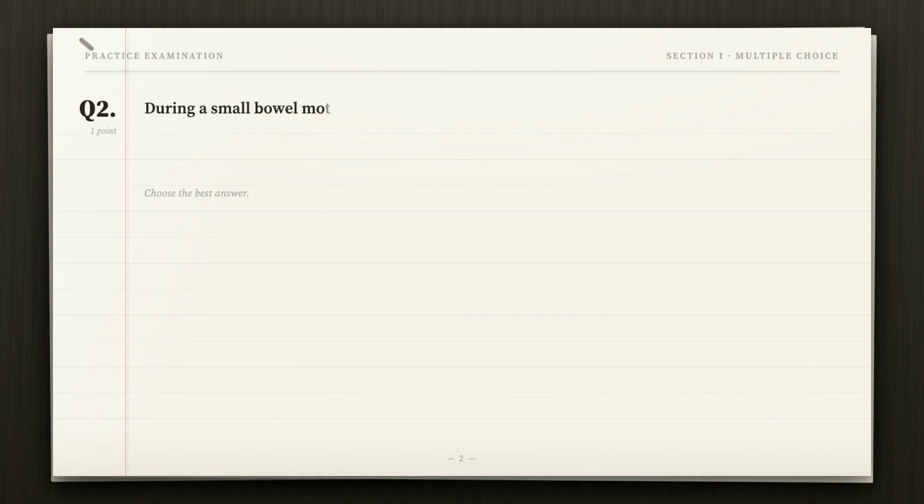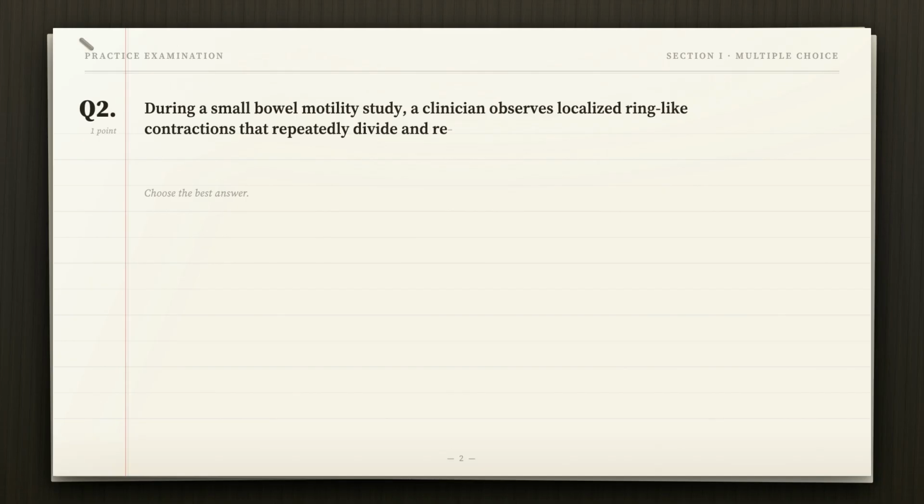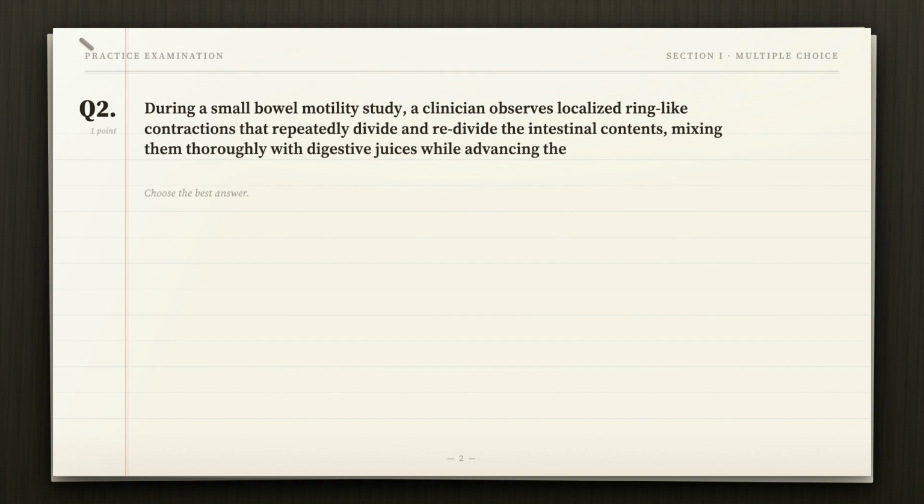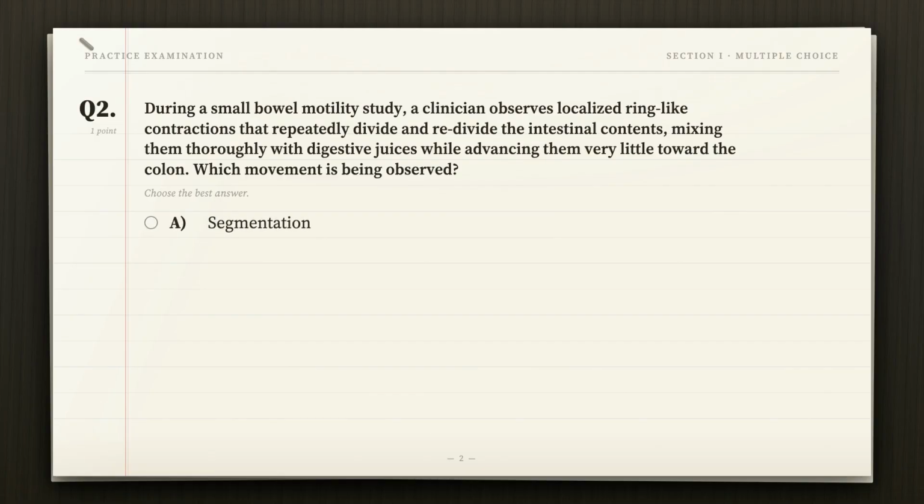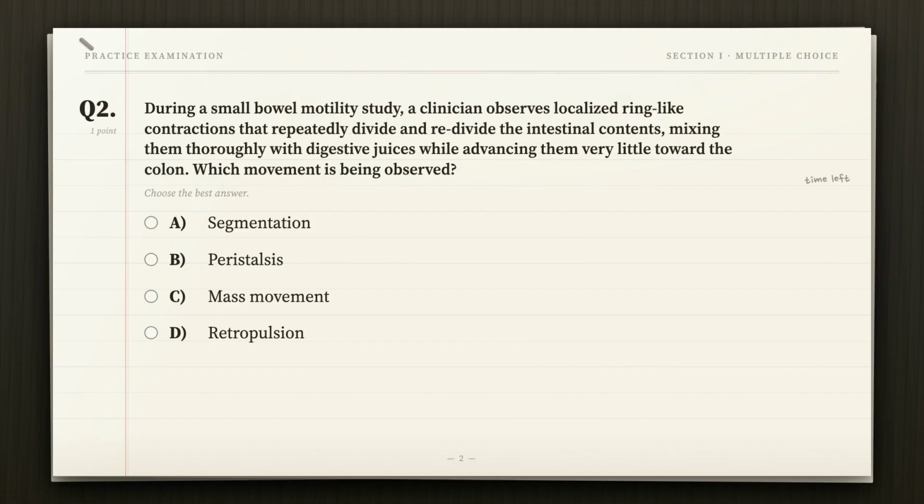Question 2. During a small bowel motility study, a clinician observes localized ring-like contractions that repeatedly divide and redivide the intestinal contents, mixing them thoroughly with digestive juices while advancing them very little toward the colon. Which movement is being observed? Your options are A. Segmentation, B. Peristalsis, C. Mass movement, D. Retropulsion. Take a second. Which answer would you pick?